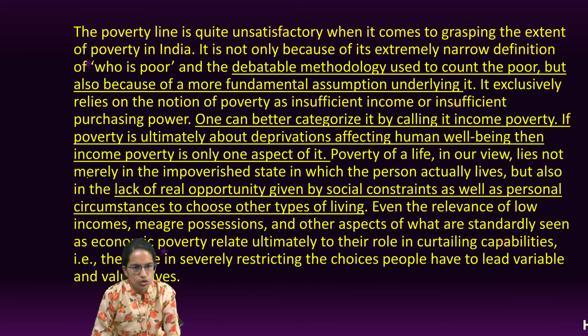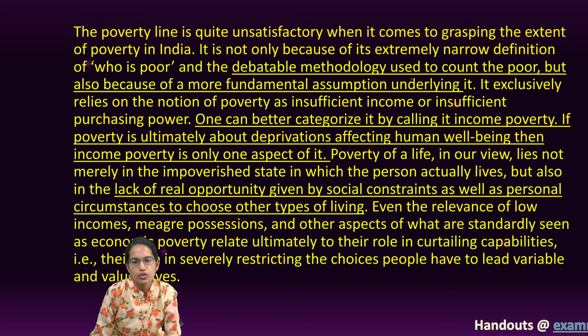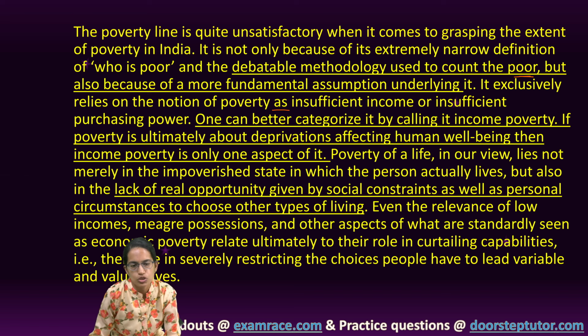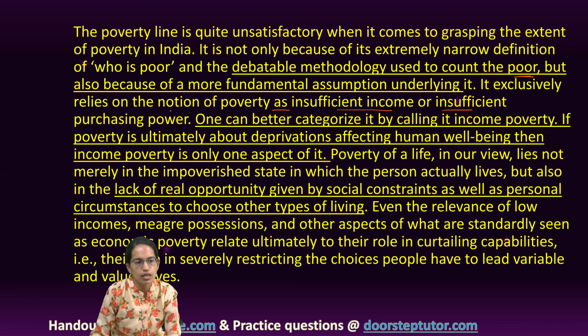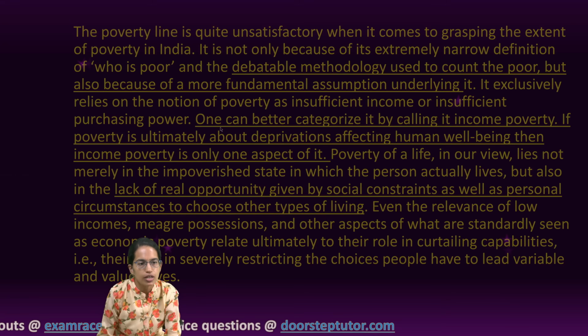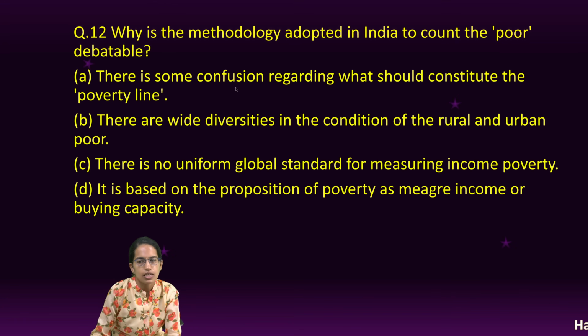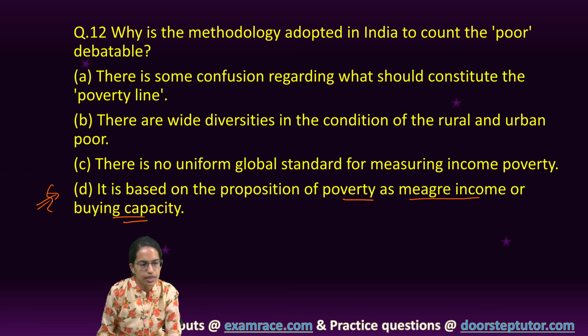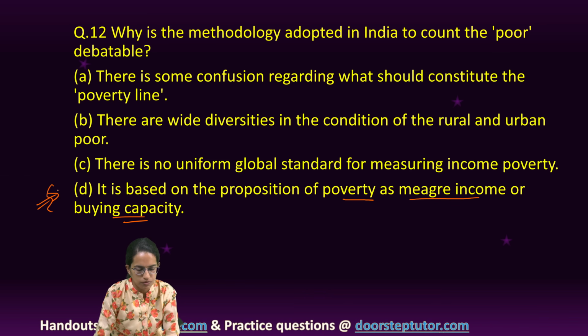The next question is on poverty, and it talks about the debatable methodology to count the poverty. Okay, and it says that it exclusively relies on the notion of poverty as an insufficient income or insufficient purchasing power. So the first question here says that it is based on the proposition that poverty is a meager income or the buying capacity. So that's one of the most debatable topics, as from the second line of the passage itself.